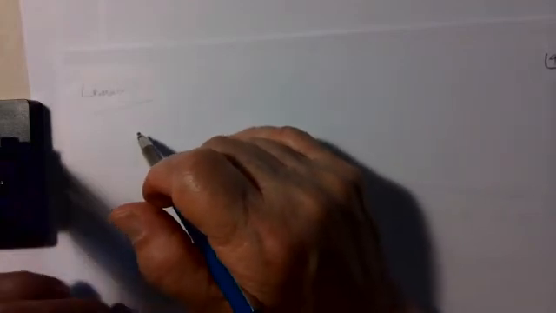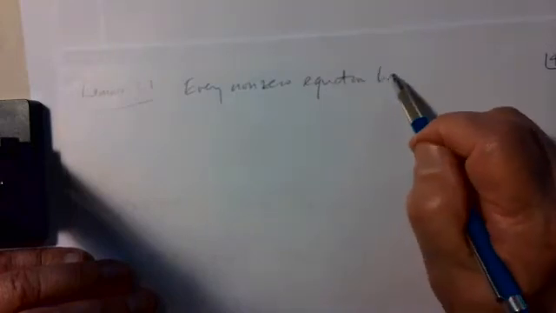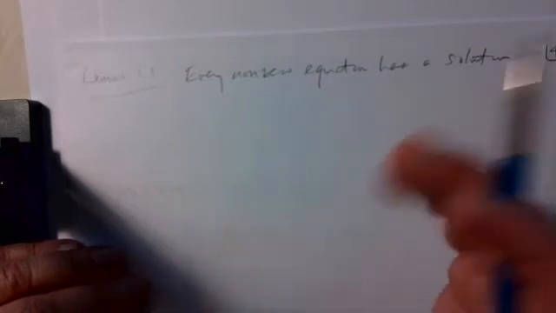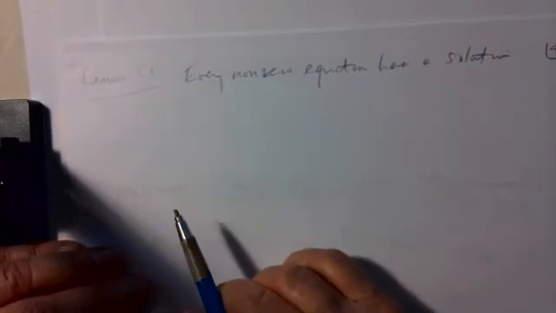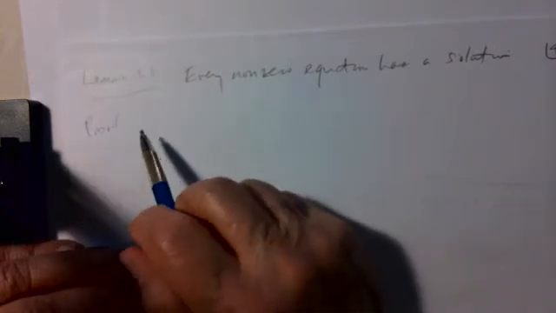So the first lemma is a result that's important, but maybe not as important as a theorem, is that every non-zero equation has a solution. So if you want to know if linear equations have solutions, the answer is yes. Except for the zero equation, they always do. And there are really two cases.